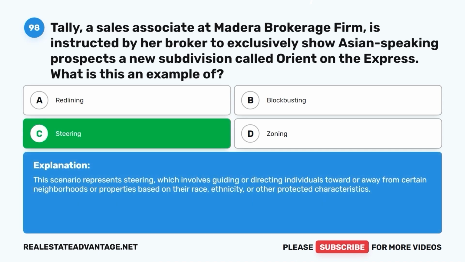Steering. This scenario represents steering, which involves guiding or directing individuals toward or away from certain neighborhoods or properties based on their race, ethnicity, or other protected characteristics.